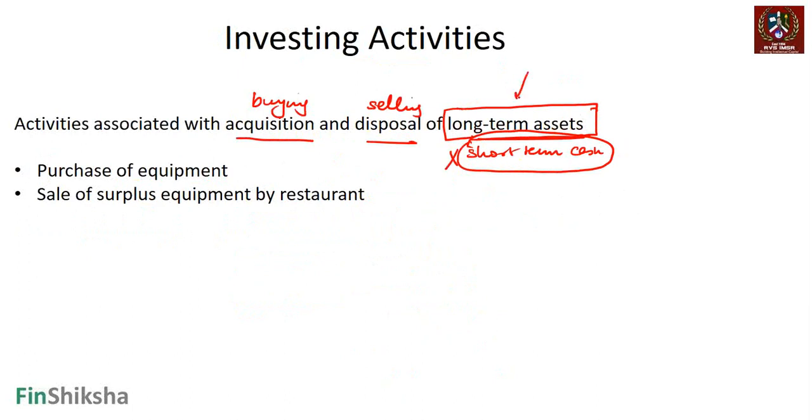Now, when you look at long-term assets, what are long-term assets? So purchase of equipment. When we say equipment, long-term equipment in the form of factory, machinery, etc., right? Now, let's say a restaurant goes and buys surplus equipment. You bought more than what was needed. If you sell that, the sale of that is also considered investing activity, right?